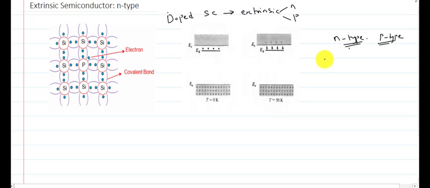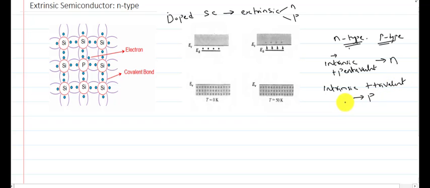N-type means if an intrinsic semiconductor is doped with pentavalent impurities, we will get an N-type semiconductor. And similarly, if an intrinsic semiconductor is doped with trivalent impurity, we will get the P-type semiconductor.